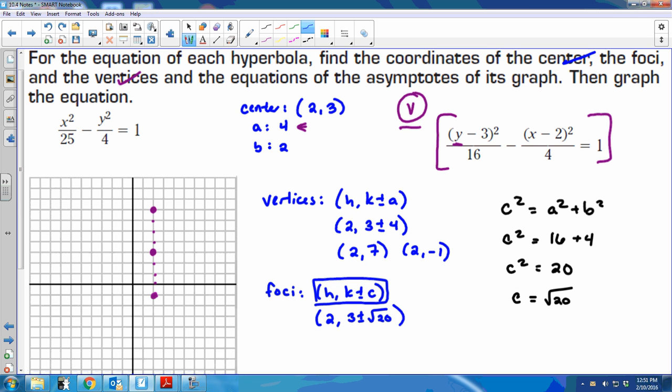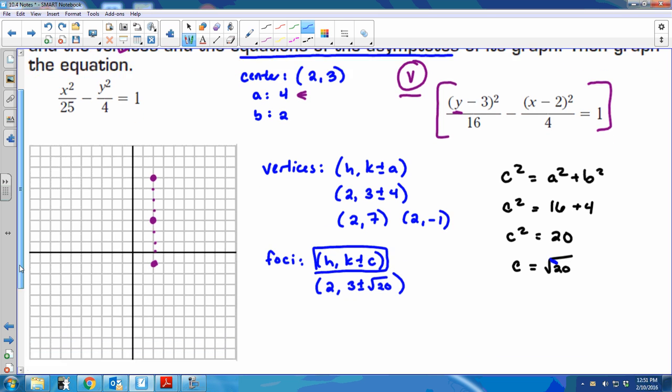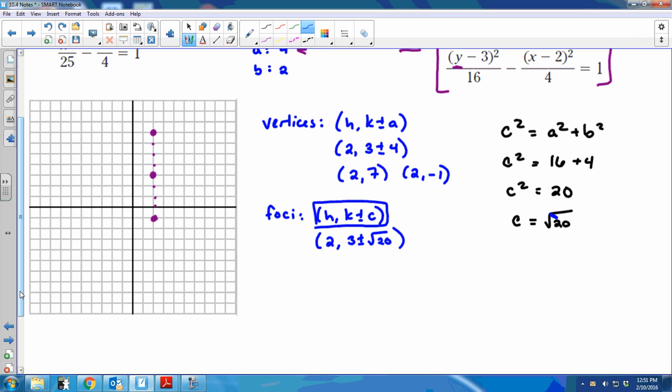Questions about the foci? All right. So the only thing we're missing now is the equations of the asymptotes. We have two different equations. So we have y minus k equals plus or minus a over b times x minus h, because it's vertical. Correct me if I'm wrong, but I'm pretty sure that's right.